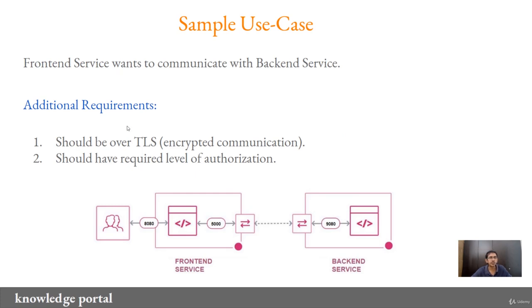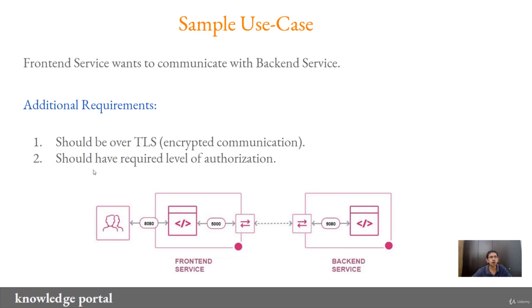So discussing a use case where the front-end service wants to communicate with the back-end service, and there are also some additional requirements. First is that the connection should be over TLS. That basically means that this connection between the front-end service and back-end service must be encrypted. So there may be an untrusted network, and you want to encrypt the entire traffic with the help of TLS.